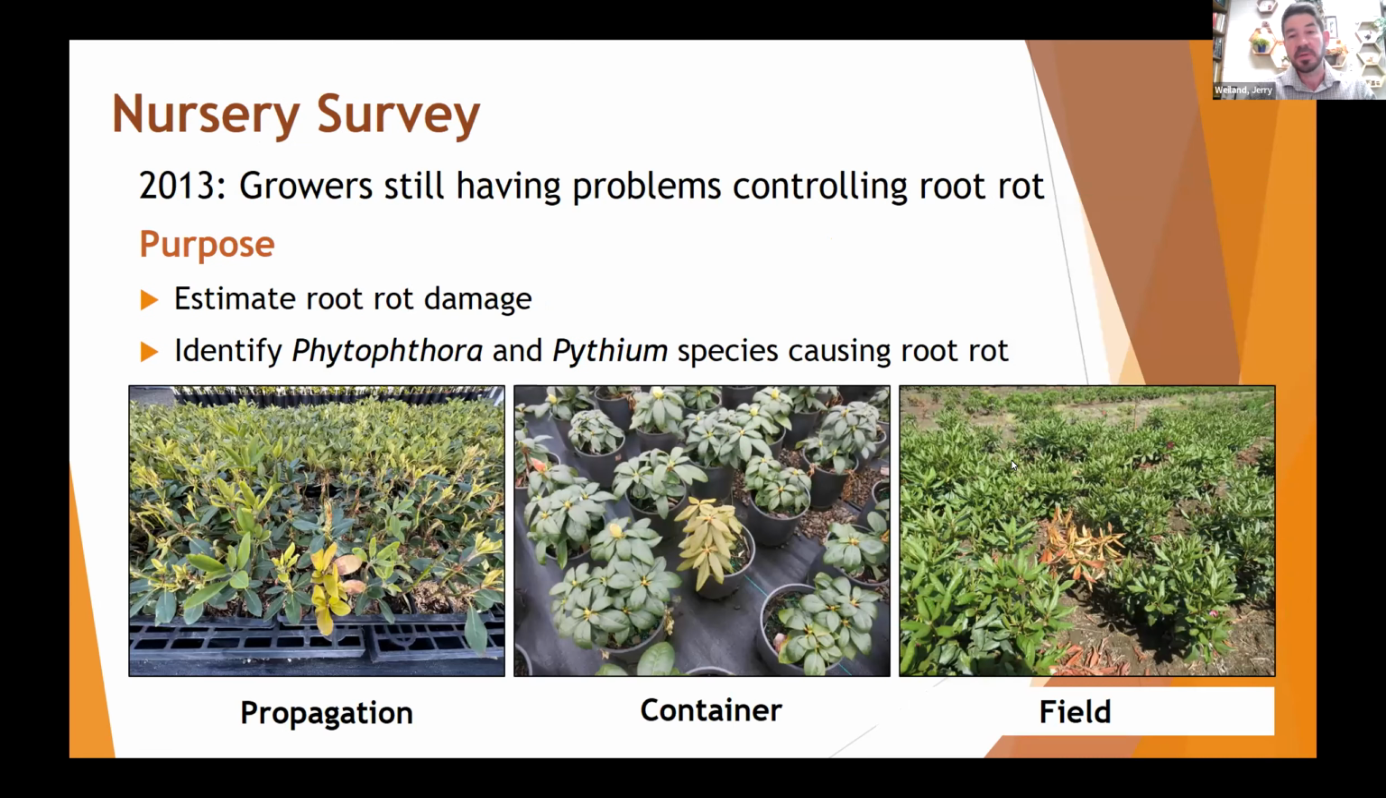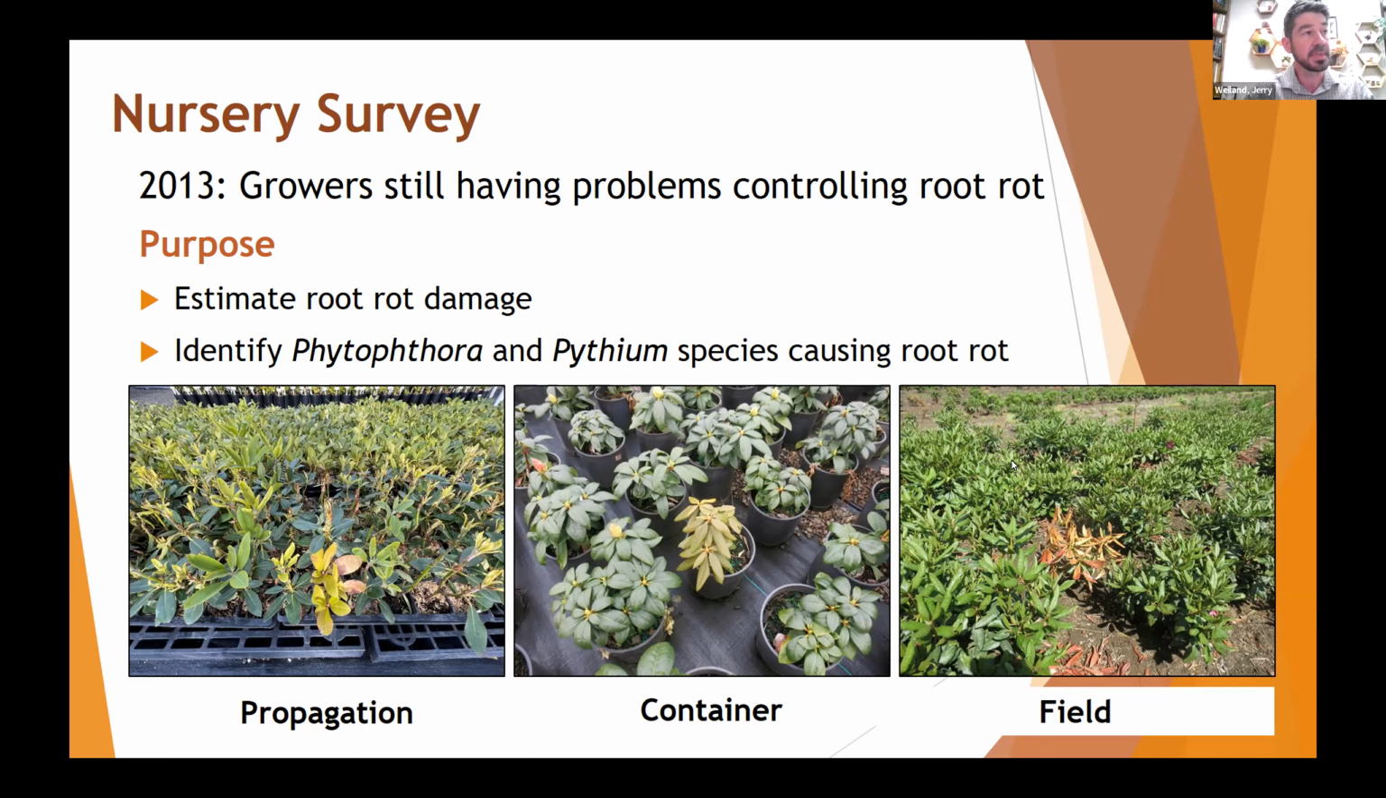So in 2013, when I started working on Phytophthora root rot of rhododendrons, I talked to several rhododendron growers, and they were still having problems controlling root rot. So we decided to take a step back and figure out, after almost 100 years of research, are we still seeing the same amount of damage?